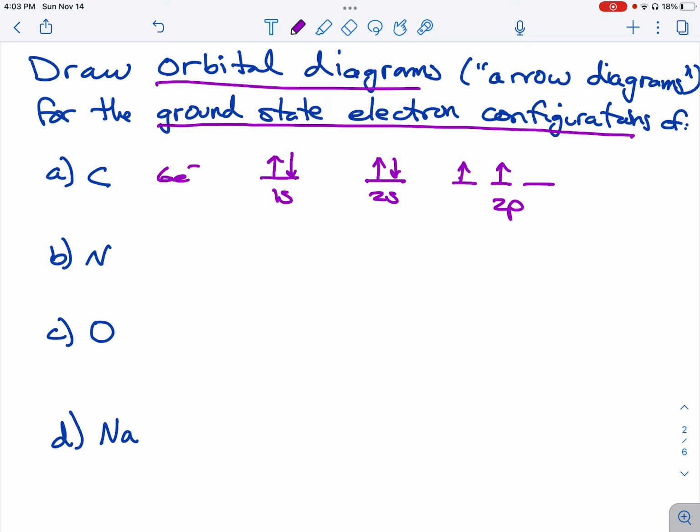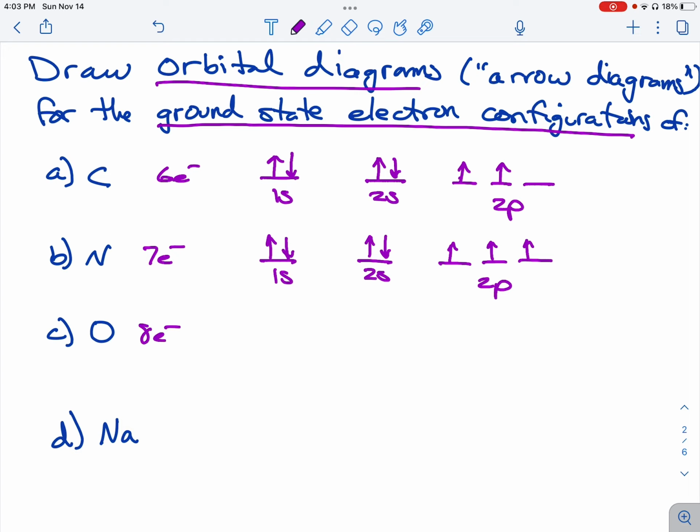All right, so the next one down is nitrogen. If you look at nitrogen on a periodic table, it's got 7 electrons. So it's going to go 1s, 2s. Now we've got 3 more electrons to go. So we're going to go here, here, and here. All 3 up, 1 to each orbital.